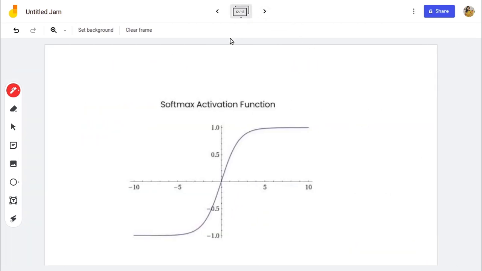Let us come to the final function, the softmax function. This is used a lot for multi-class classification, that means when you have more than one class. The activation function for softmax is e to the power z divided by the summation of e to the power z. This is the softmax activation function. Here you can see again it lies between -1 and 1.